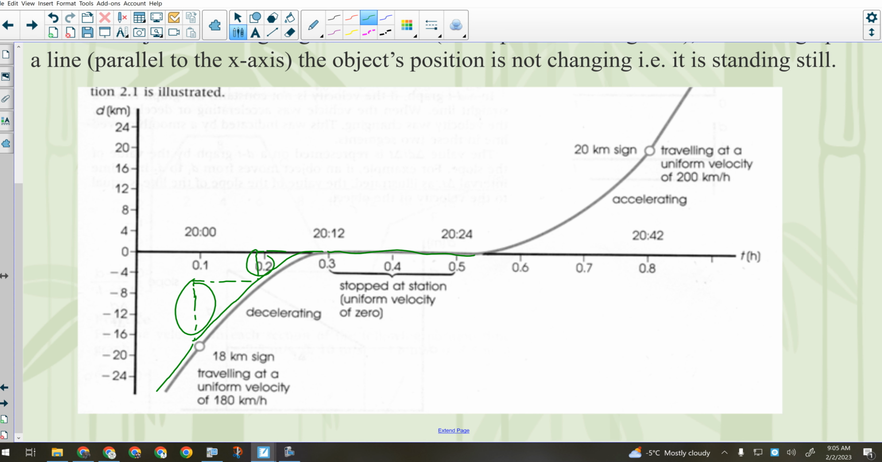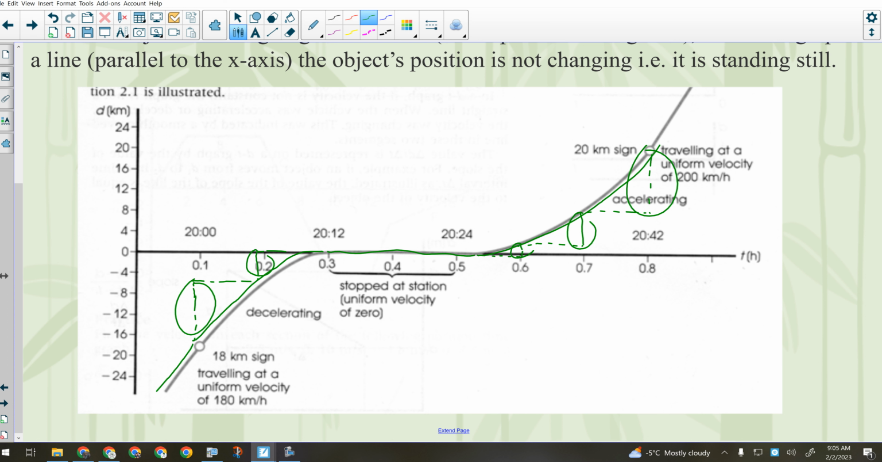Here, they indicate that the object is stopped at the station. Well, I know it's stopped because the y value isn't changing, and what's on the y-axis is position, which means it's not going anywhere. It's stationary. And then here, we've got that exponential increase again. So over this first 0.1 hours, it only goes this far. But over the next 0.1 hours, it goes that far. And then the next 0.1 hours, it goes that far. The only way it can be doing that is by it going faster and faster.